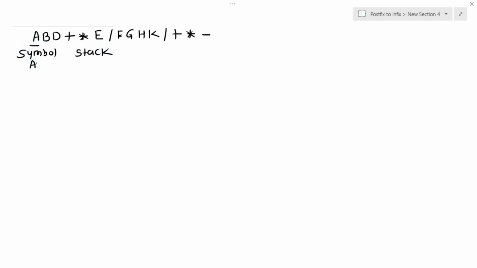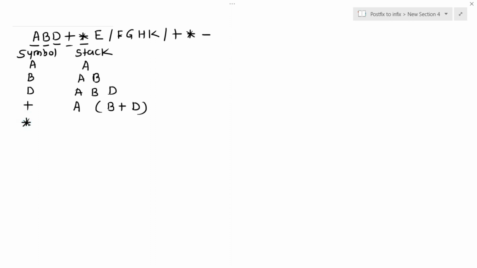The first one is A. It goes into the stack. Second is B. Again it goes into the stack. Third one is D. So we have three operands A, B and D. Top of the stack is D. Then the next one is plus. So first operand as it is, then we write down B plus D because top of the stack are B and D.